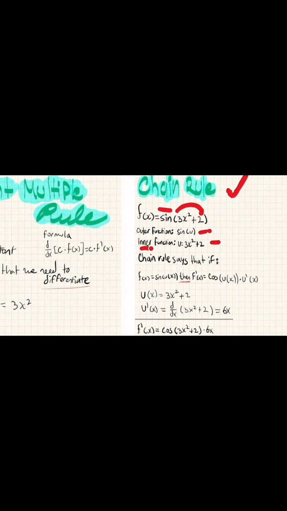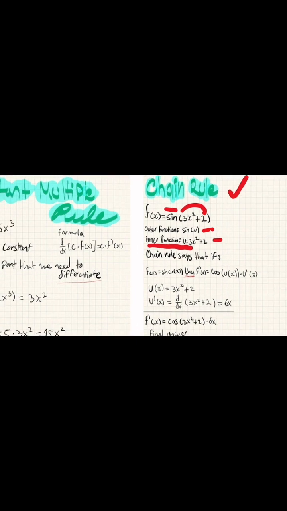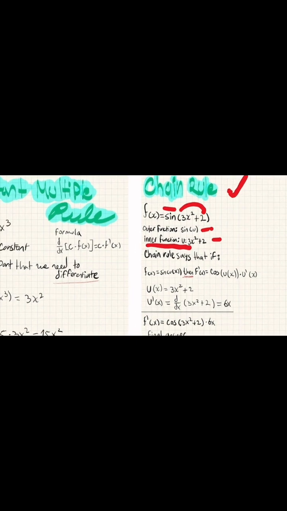You can see it right here. u equals 3x squared plus 2. Then we have to name our other function. So it will be sin of u, as you can see it right here.